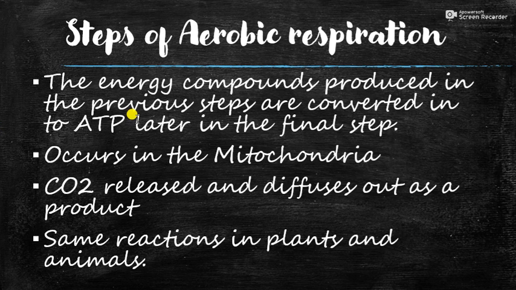In the Krebs cycle, energy rich compounds are produced, not ATP. Those energy rich compounds are converted further into ATP, which is also occurring in mitochondria.